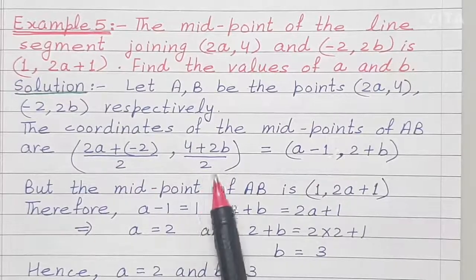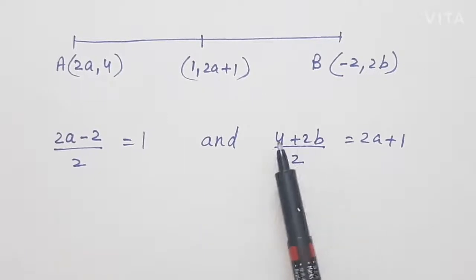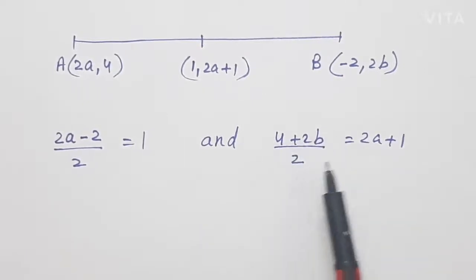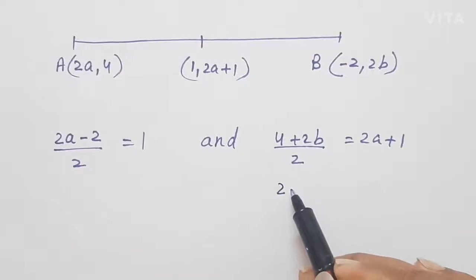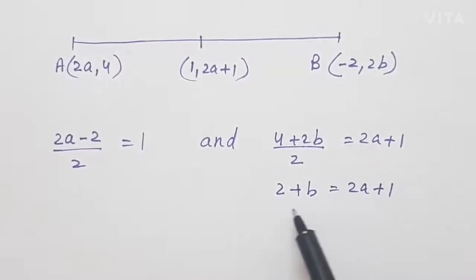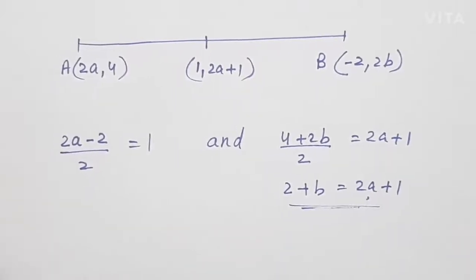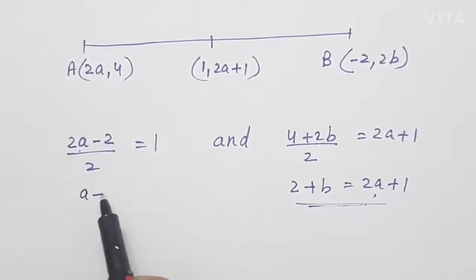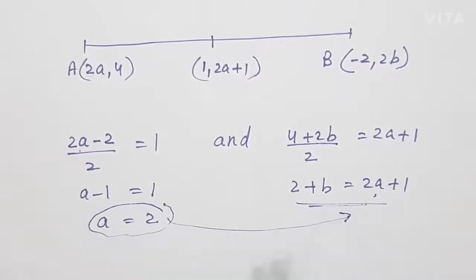And in the second equation, we have (4 + 2b)/2, that is equal to 2a + 1. Now students, you can take 2 common here. Then it will become 2 + b equal to 2a + 1. But for this, first of all, let us calculate the value from equation A. Now see, equation A is a - 1 equal to 1. So a is equal to 2. So let's put the value of a equal to 2 in this equation.